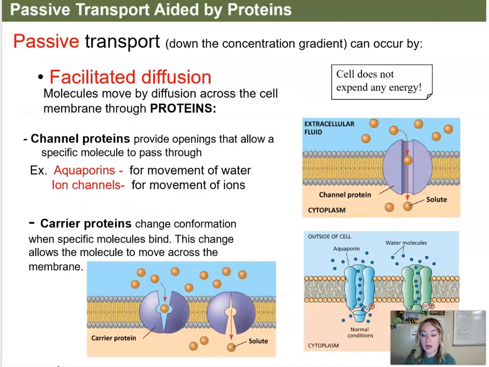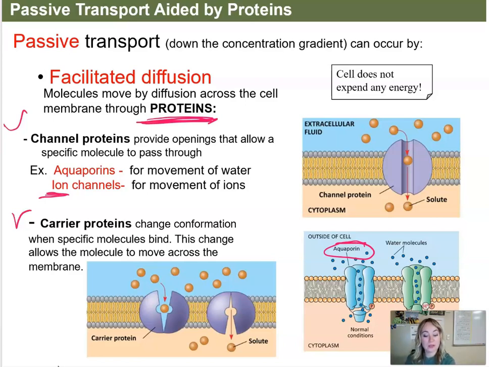So now, anytime a molecule is too large to cross or has a charge and is not able to cross the phospholipid bilayer directly, they're going to be using proteins. So we call these proteins channel proteins and carrier proteins. A channel protein would be an opening that will allow for a specific molecule to pass through. So examples would be aquaporins. They allow for water to pass through, and then some other channels would be ion channels.